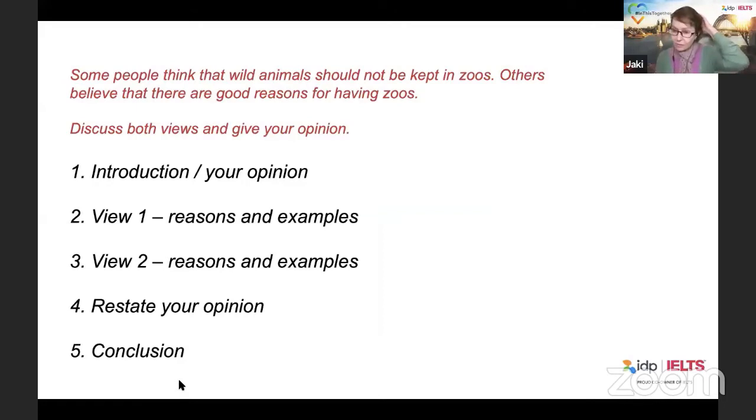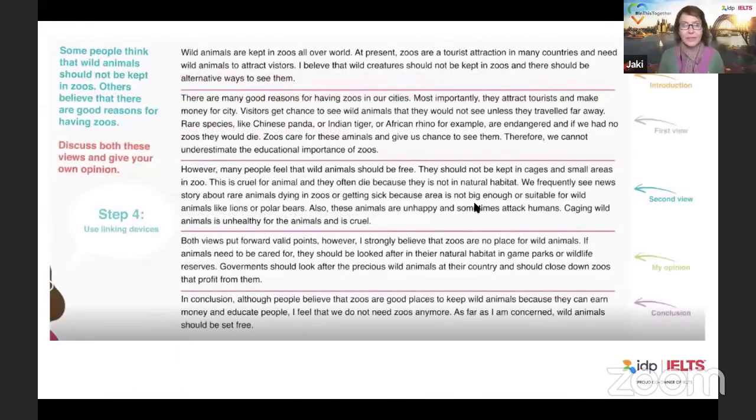Would you need to make an entire essay for opinion? No, a paragraph. You need to have a paragraph for your opinion because you need to give reasons for your opinion. However, if you have enough words, your opinion can be the conclusion. That's fine. Okay, so here's an example.